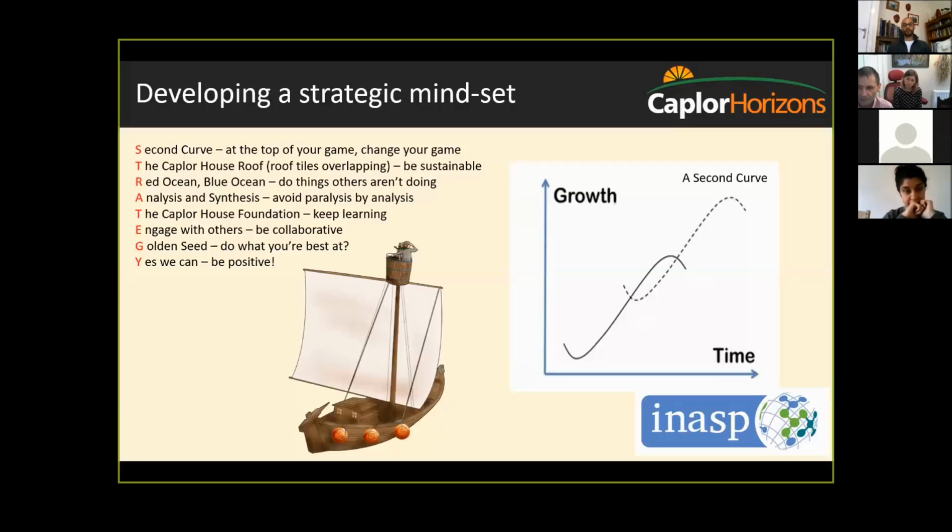So the next point is the Caplor House Foundation. And again, many of you will be familiar with that. But for those who aren't, particularly in Kenya, we have at the bottom of our Caplor House, which is an organizational development model I mentioned earlier, the idea that the house is built on strong foundations. And that strong foundation we like to consider is learning. And learning is so important that you keep learning in all sorts of different ways if you're going to have a truly strategic mindset. The next one is to engage with others and be collaborative.